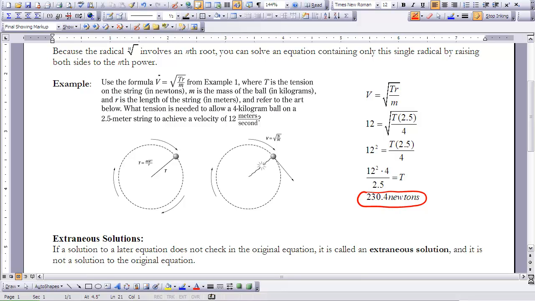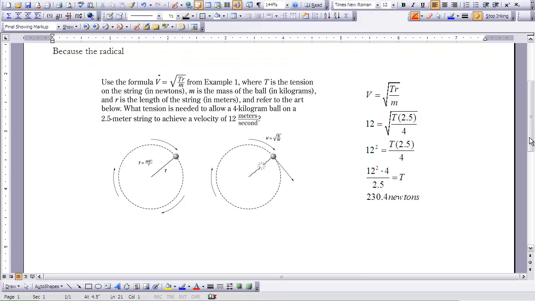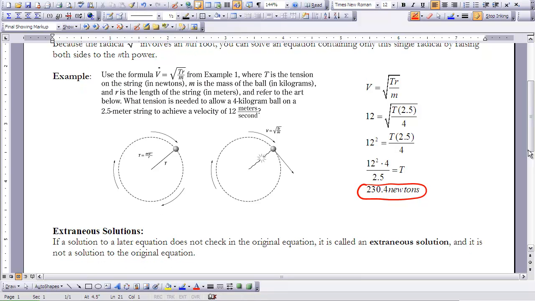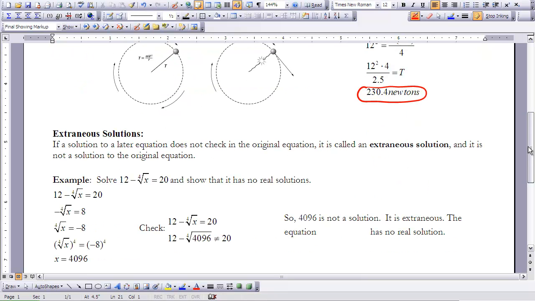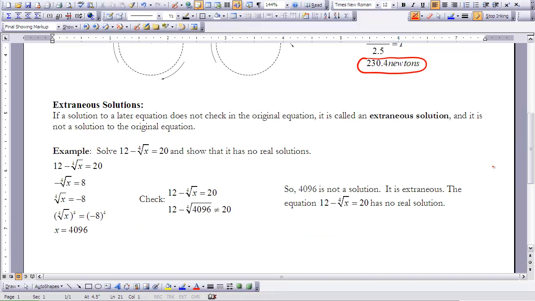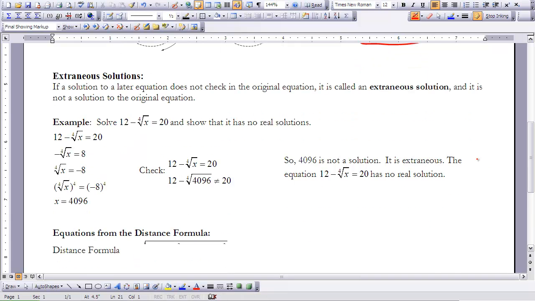Now sometimes we have a situation where extraneous solutions may occur. Sometimes our new equation may have more solutions than the original equation does. So we have to be very careful to check our solution with the original. Here's an example. I have an equation, 12 minus the 4th root of x equaling 20, and I want to show that it has no real solutions.